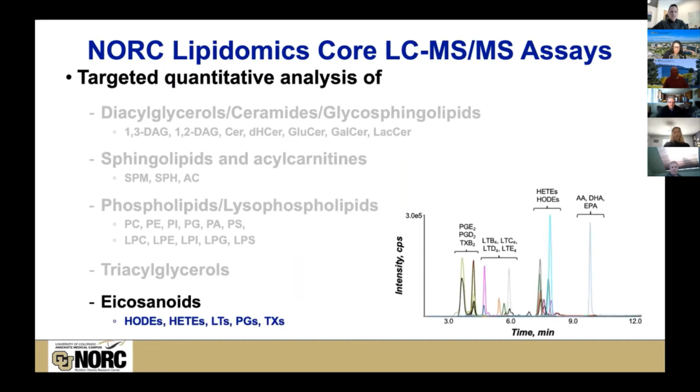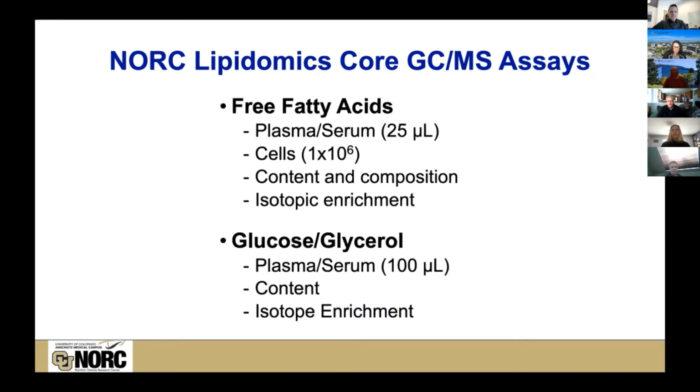And then finally, we have an eicosanoid assay. These are just biologically active lipid mediators derived from arachidonic acid or linoleic acid. Their HODEs, HETEs, leukotrienes, prostaglandins, as well as thromboxanes are in this assay. So those were our LC-MS assays. We also have GCMS assays.